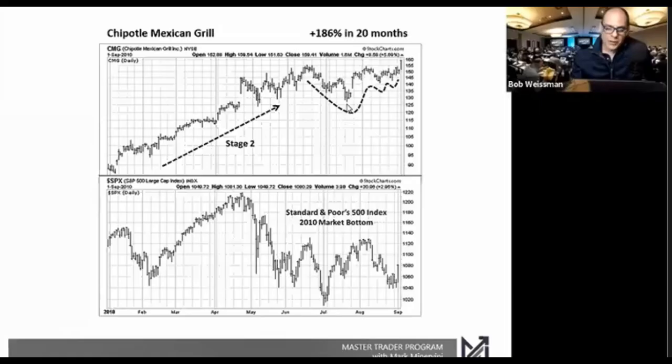And that's just my signature, my VCP signature pattern, which you see here: tightening, tightening, tightening, and then really tight, which we're going to get into again in depth.